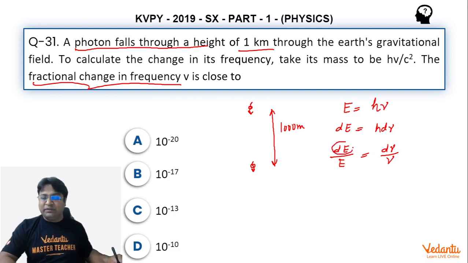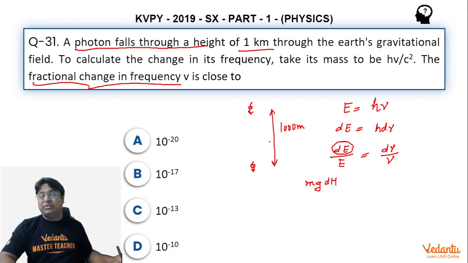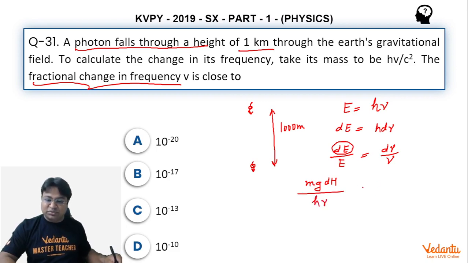Now dE will be equal to the mass of photon into g into the change in height. Let me write it as d capital H. We are using capital H for height, since small h is already being used for Planck's constant. So I'm using capital H, divided by the energy of the photon, that is small h into nu. This will be equal to the fractional change in the frequency.